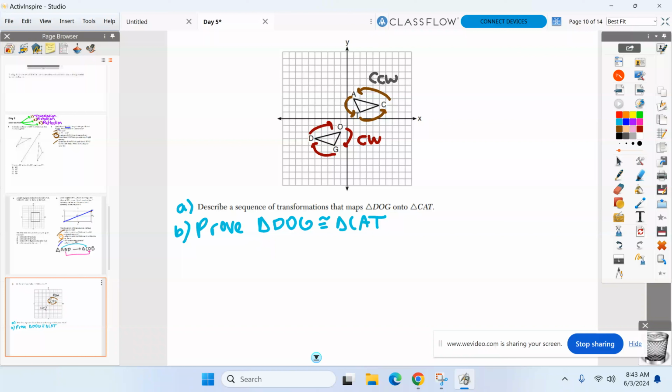If you want to talk about it with other people, go ahead. I'll give you guys a minute or two to let me know how I get that one onto cat. And it's got to work for all three letters. It can't just work from D to C, and that's it. It's got to work from O to A, G to T.